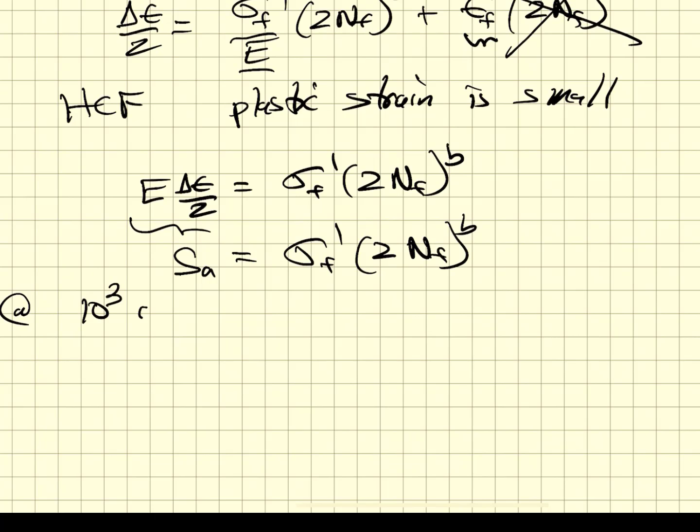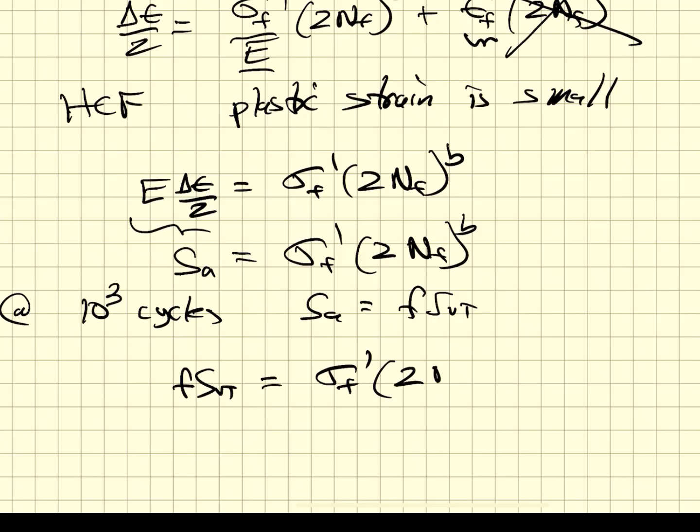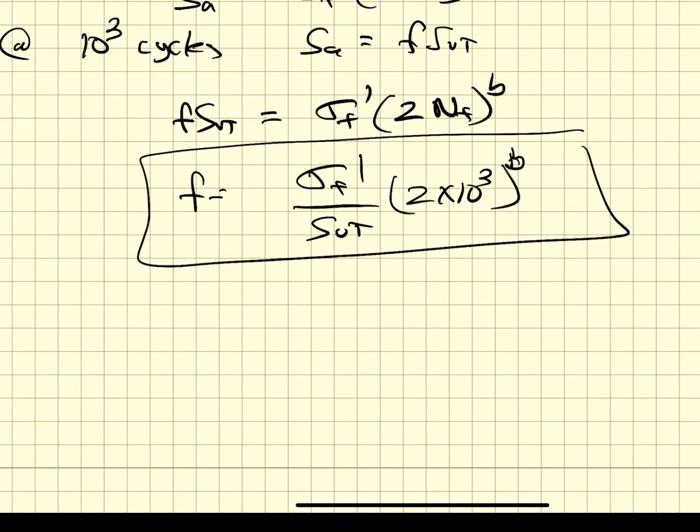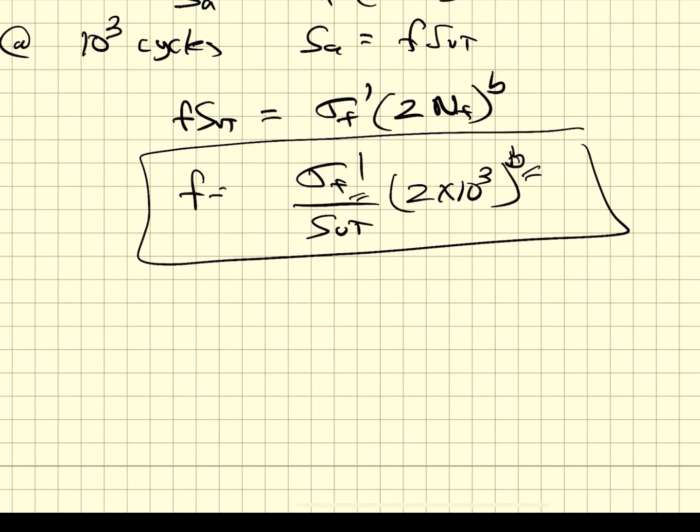At 10 to the third cycles, we have already said that the stress amplitude would be some fraction of the ultimate tensile strength. And so F times the ultimate tensile strength would be sigma F prime times twice NF to the B. So our fraction F would be given by sigma F prime over the ultimate tensile strength times 2 times 10 to the third cycles raised to the power B. So there's our fraction F. Now, if only we could get B and sigma F prime, we can always find the ultimate tensile strength, we would be able to write an equation for F.